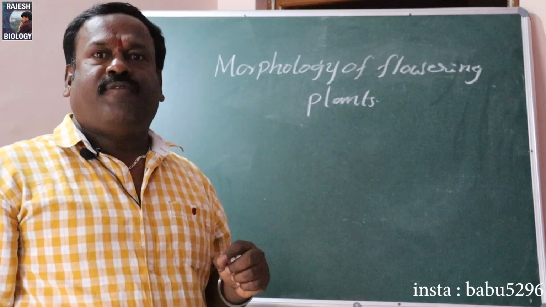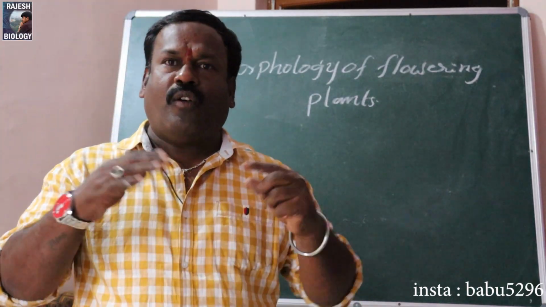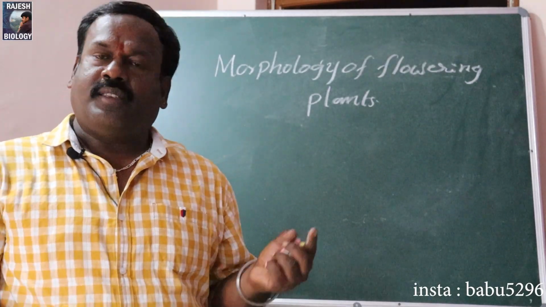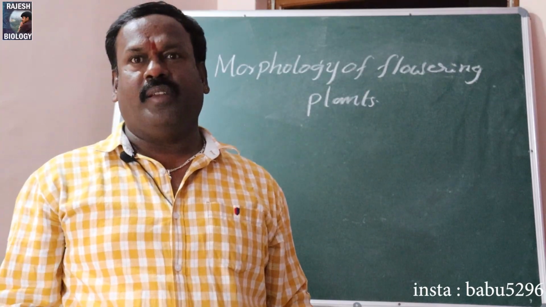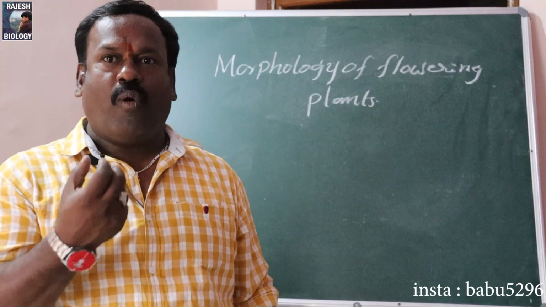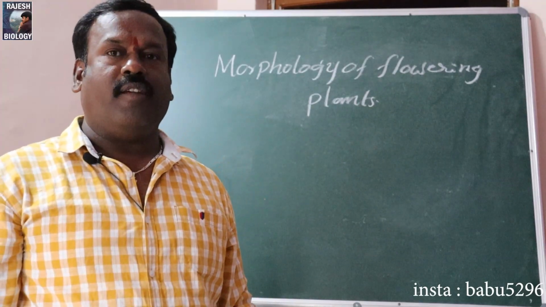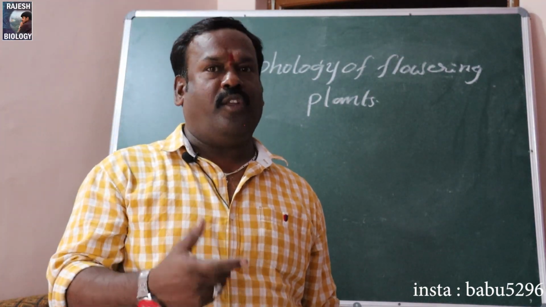And what are flowering plants? In our environmental conditions, some are flowering plants, and some are non-flowering plants also there. Flowering plants means only flower we can see. Flowering plants are also called phanerogams.